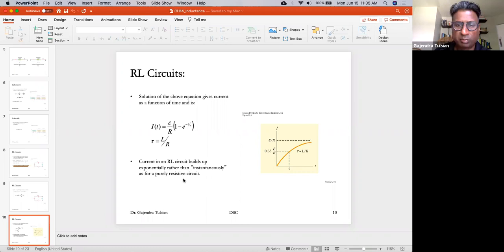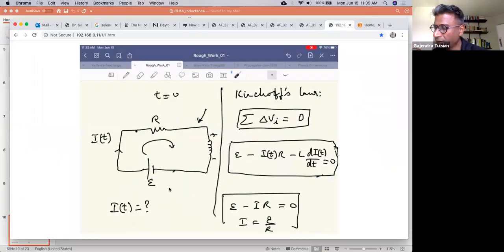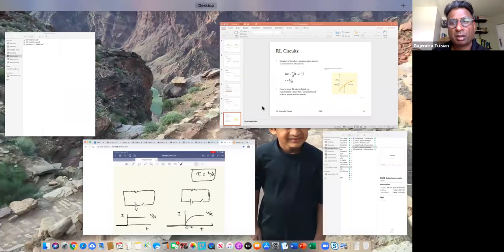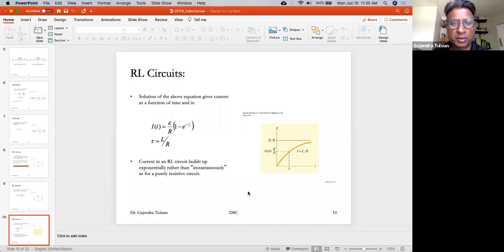Okay, so current in an RL circuit builds up exponentially rather than instantaneously as for the purely resistive circuit. So what that bullet point is saying is, for a purely resistive circuit, the instant you close the switch, the current goes to its steady state value. With the inductor present, when you close the switch, the current rises exponentially like that. Okay. All right, so that was the meat of the chapter. Well, there's more stuff, but that was the most important thing. So I will pause now and let you guys ask questions.